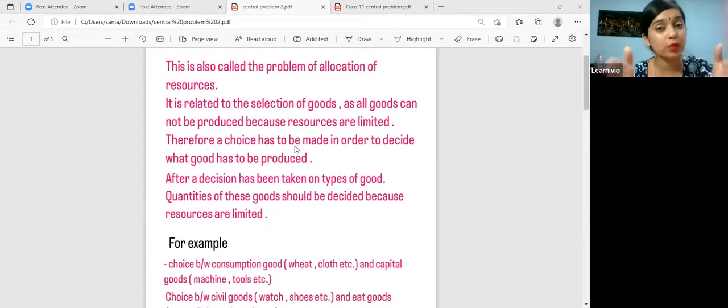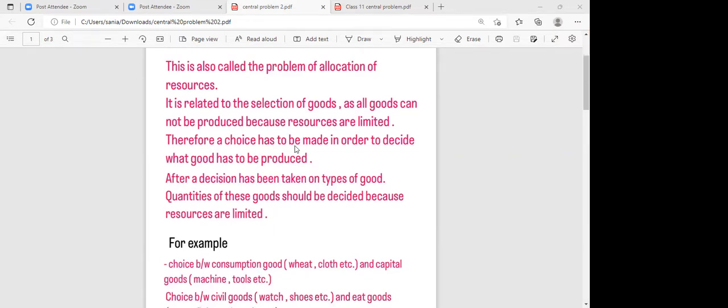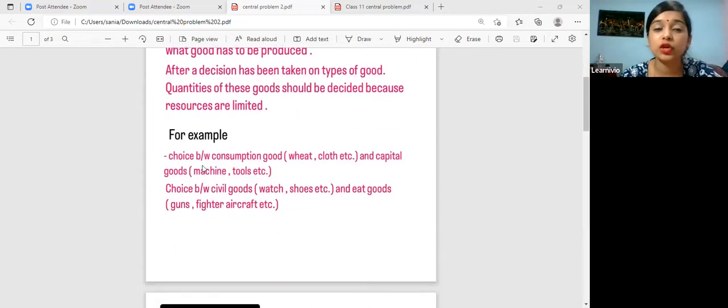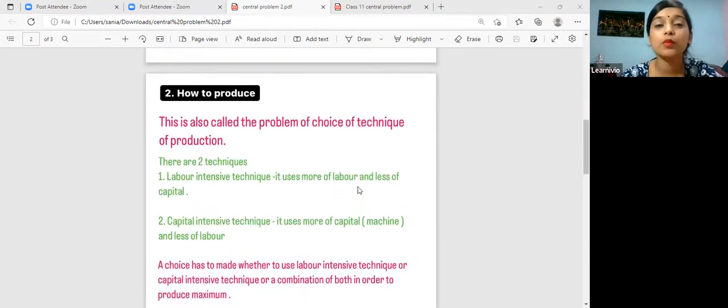And after you decide what good you need to produce, you have to decide the quantity as well, whether you want to produce 4 beds, 5 beds, 6 beds, 10 beds, like that. An example where you have to make a choice between consumption good and the capital good. You have to make a choice between civil goods and the military good. Okay. And second problem was how to produce.